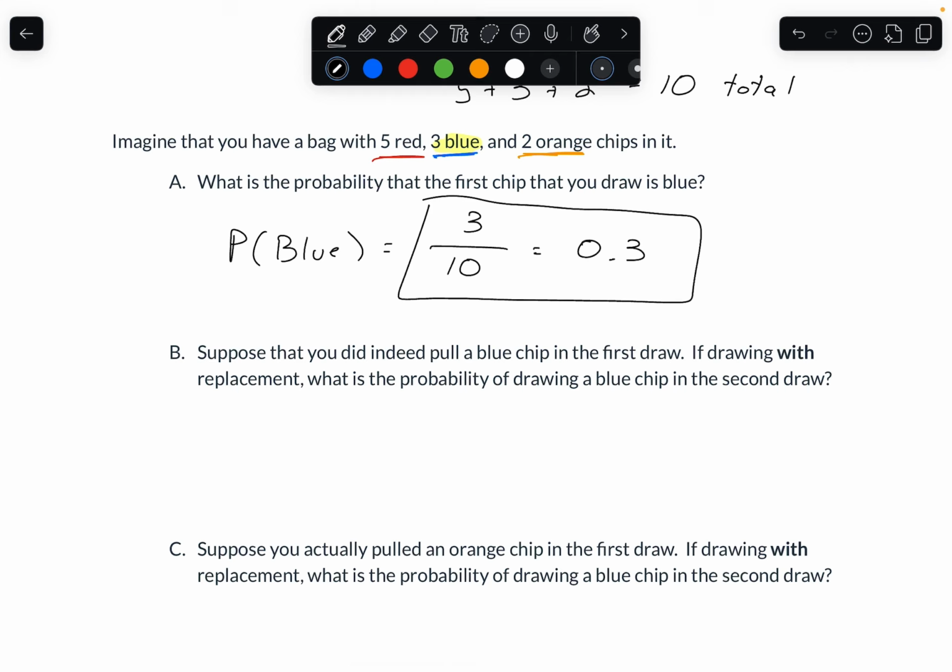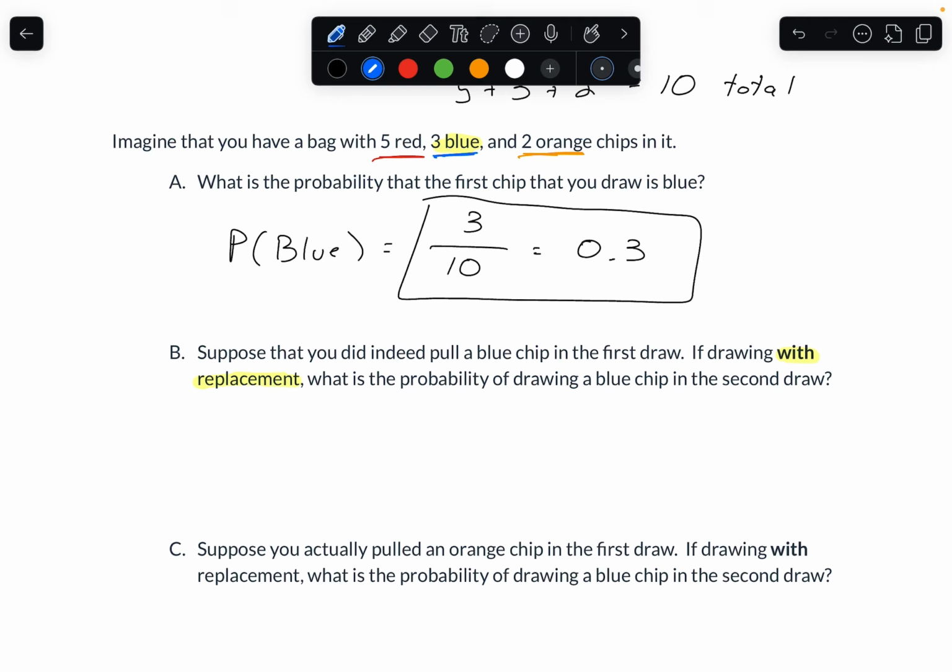Let's look at part B here. Part B says, suppose that you did indeed pull a blue chip in the first draw, if drawing with replacement. Now this is going to be really important that we're talking about with replacement here. What is the probability of drawing a blue chip in the second draw? So you're going to notice that we're going to talk about this distinction a lot between this page and the next page. With replacement versus without replacement, because this changes how we think about the scenario, and it changes the scenario quite a bit.